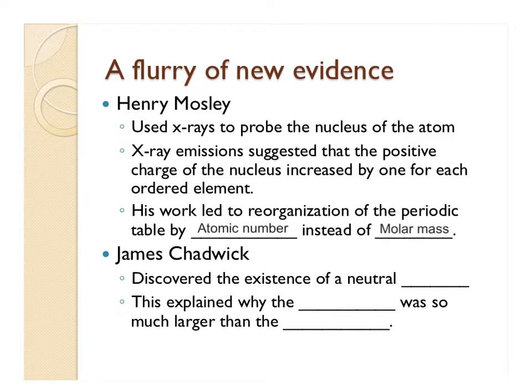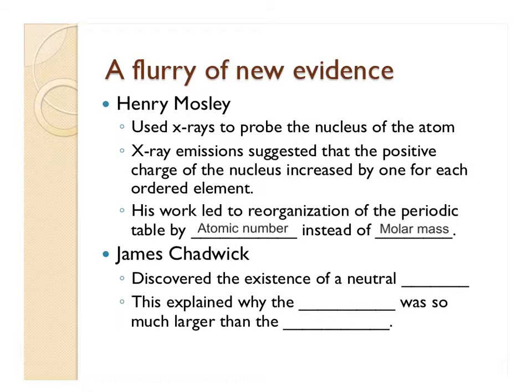And as you'll learn more about today, the atomic number has to do with the number of protons. So when he was seeing the positive charge go up by one, he realized that these positive charges inside of the atom were actually what was leading to the organization of the periodic table, not the mass of the element.